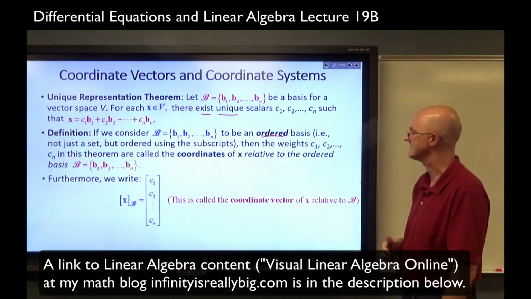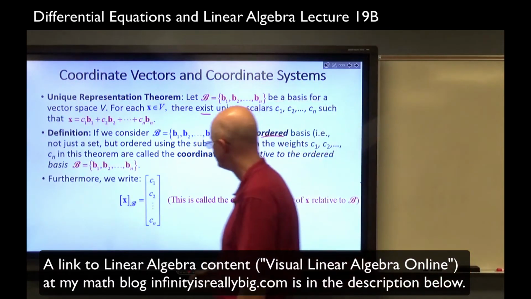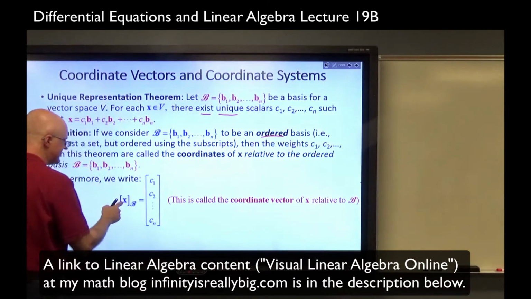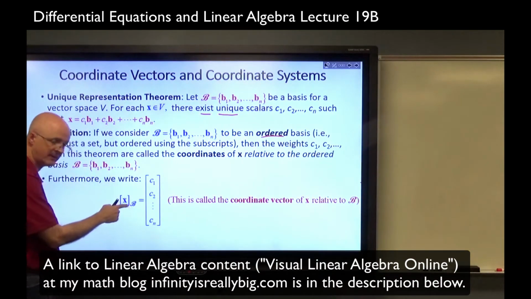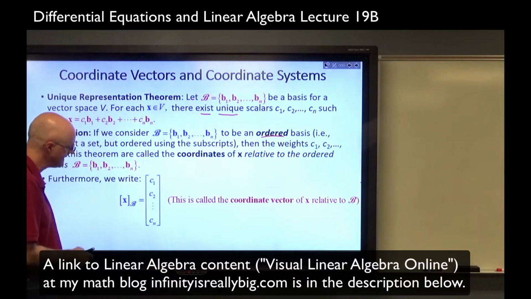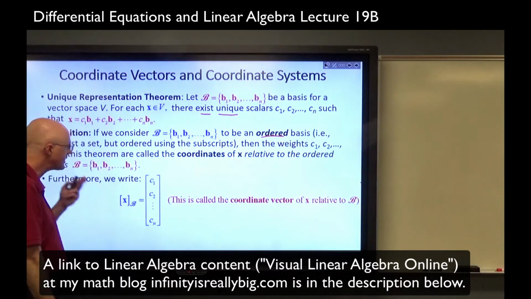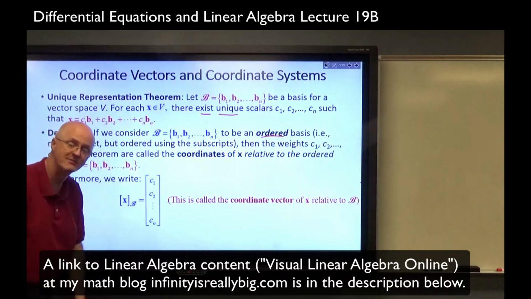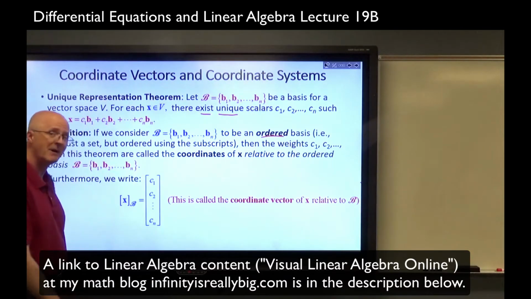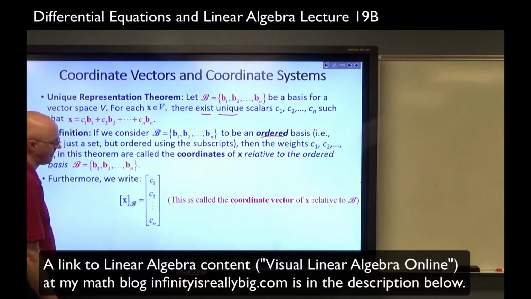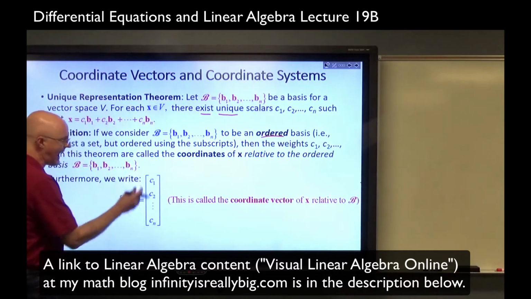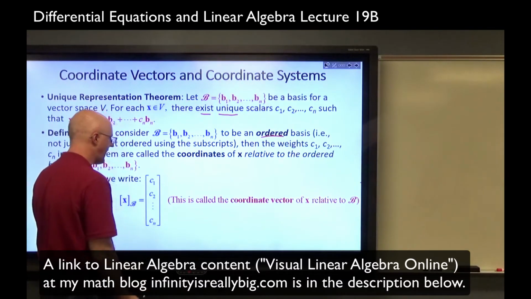And we write this notation. Put the x inside square brackets and put a subscript of the B to emphasize what the basis is. Realize x is an element of an abstract vector space. It could be a function space. x could be a function of t, say. Could be a polynomial. What's its coordinate vector as a vector in Rn?